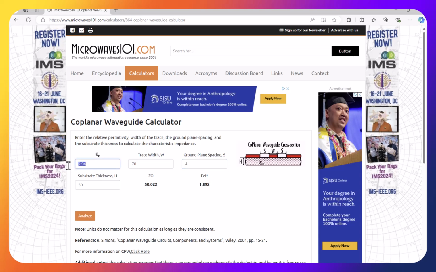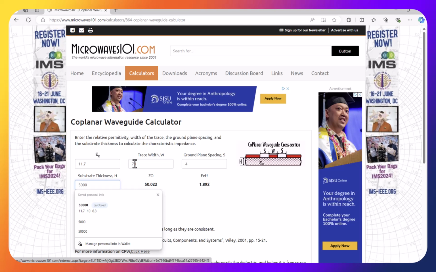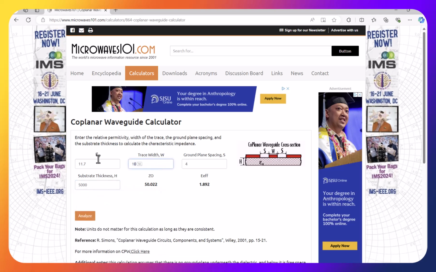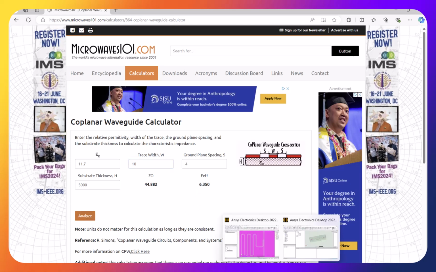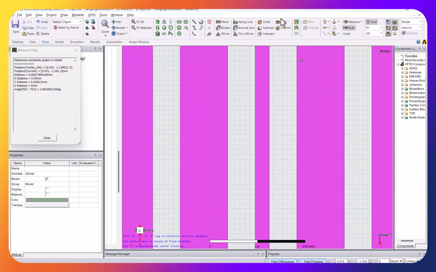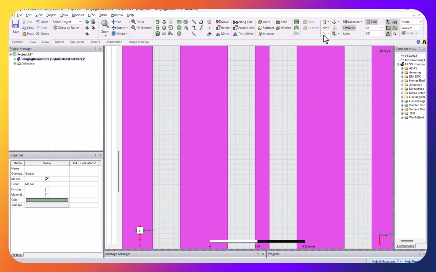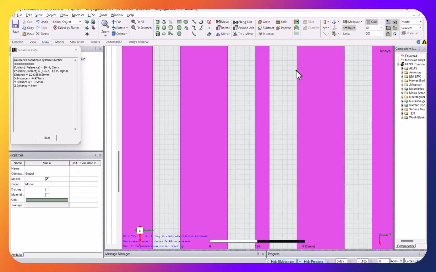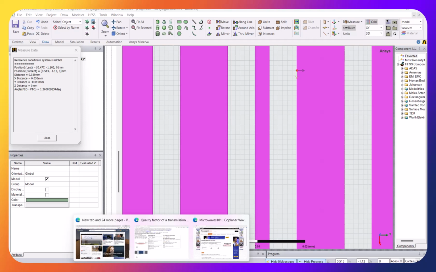Okay, somehow it got reset. 11.7, 5,000 units, and then 10, and then let me analyze. Let me check again what the spacing is that we have. I can click on measure position, click on here, and then move to here. This is about 6 micron. So I will use 6 micron instead.